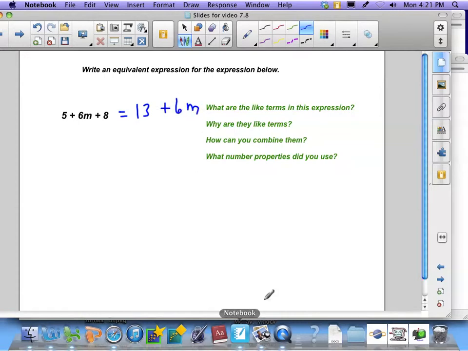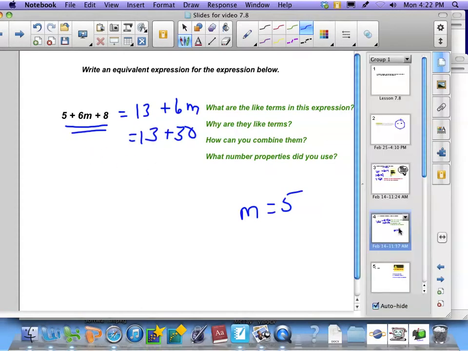You can also test it by assigning a value to your variables. Let's say m was equal to 5. I could substitute 5 in there. 6 times 5 is 30, plus 5 is 35, plus 8 is 43. And 6 times 5 is 30, plus 13 is 43. So test it out. Make sure it's the same thing.